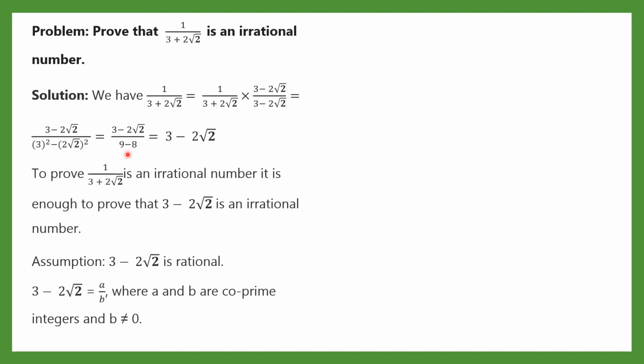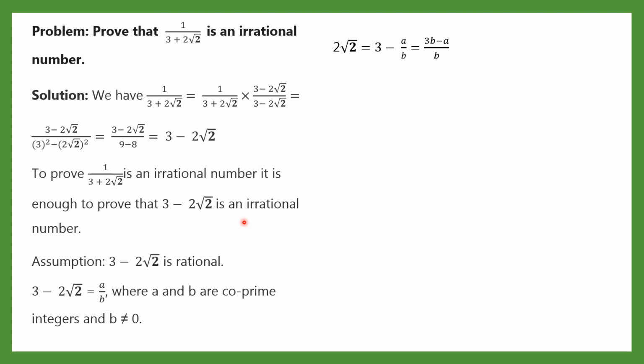3 minus 2 root 2 by 1 means directly 3 minus 2 root 2. Therefore, to prove 1 by 3 plus 2 root 2 is an irrational number, it is enough to prove that 3 minus 2 root 2 is an irrational number. We'll prove this first, following the same process as earlier. Assumption: 3 minus 2 root 2 is rational.